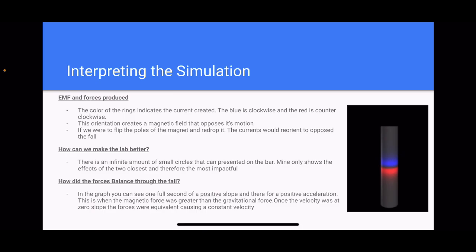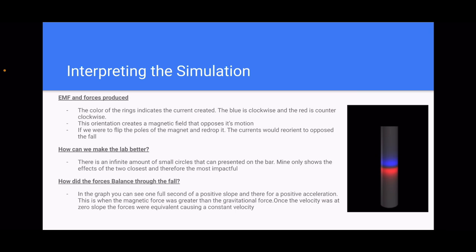So, interpreting the simulation, the EMF and forces produced. The color of the rings indicates the current created. The blue is clockwise and the red is counterclockwise. The orientation creates a magnetic field that opposes its motion. If we were to flip the poles of the magnet and re-drop it, the currents would reorient to oppose the fall. So say if we were to flip the magnet, it would have a red on top and a blue on bottom, right? So, how can we make the lab better?